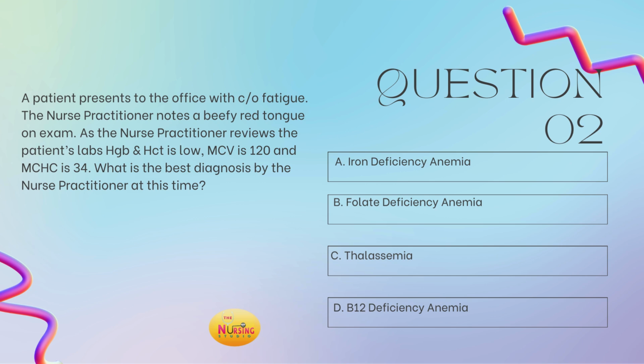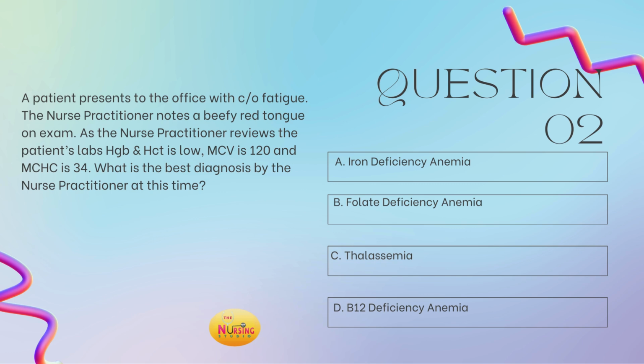Take a moment and tell me what you got in the comments. All right, you guys. So, the stem of the question states, what is the best diagnosis by the nurse practitioner at this time? Again, what is the diagnosis? You need to run it back and tell me what assessment findings we have. So, the patient came in, they're complaining of fatigue. The nurse practitioner notes a beefy red tongue on exam.